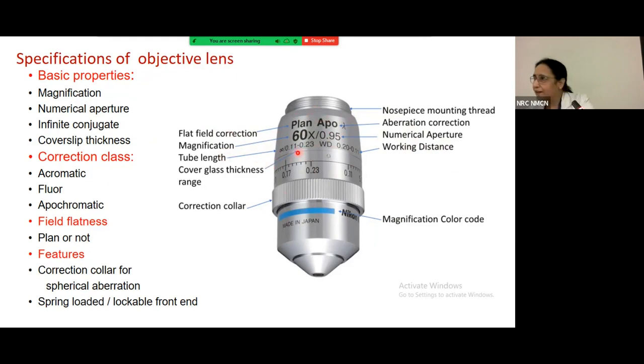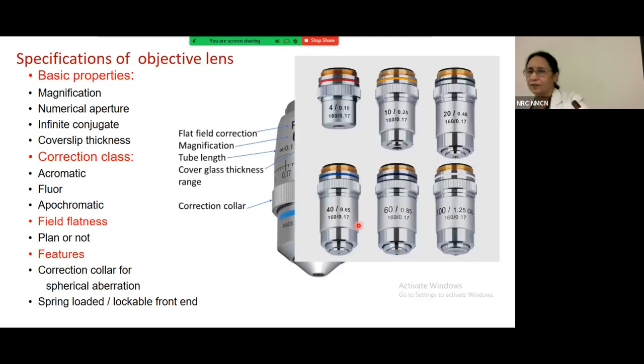This is the tube length. Here it is infinity, infinity corrected tube lens. Then this shows the cover glass thickness, what type of cover glass you should use. Then what will be the working distance when this particular objective is used. And then this is the correction collar. Besides that, you can also tell where this objective has been made, like this is Nikon and made in Japan. Then this is the magnification color code. So you can identify those objectives by the color code also. For 4x, it is red. For 10x, it is yellow. For 40x, high power, it is blue. And white for oil immersion.